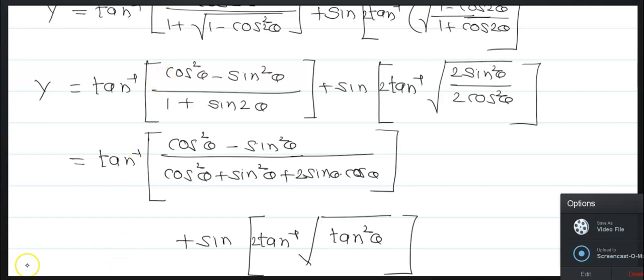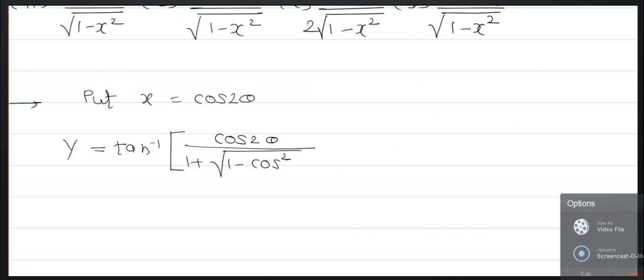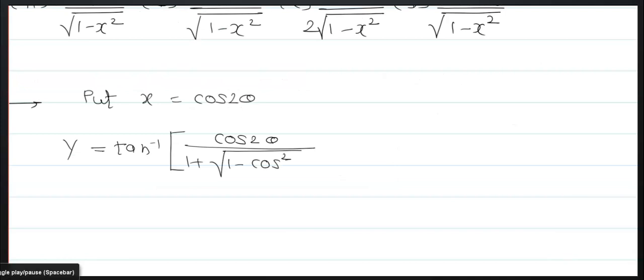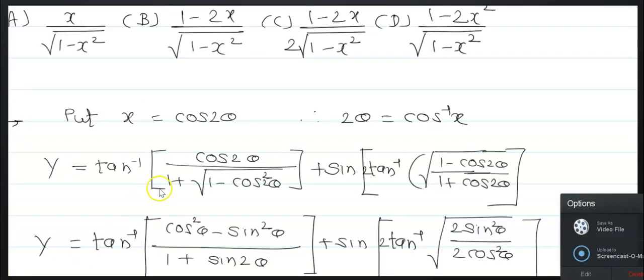See this value again. I will repeat again. Now here cos of 2 theta means what? Cos square theta minus sin square theta upon 1 plus root of 1 minus cos square 2 theta, which means sin square 2 theta. Square and root get cancelled. You will get 1 plus sin of 2 theta.